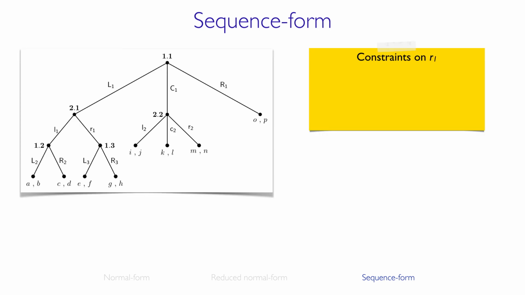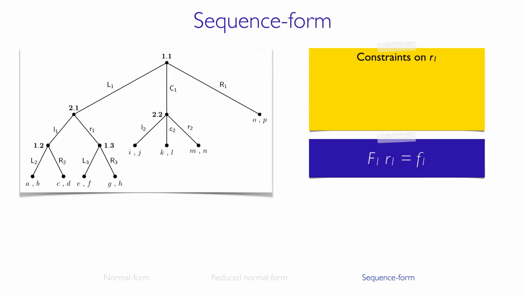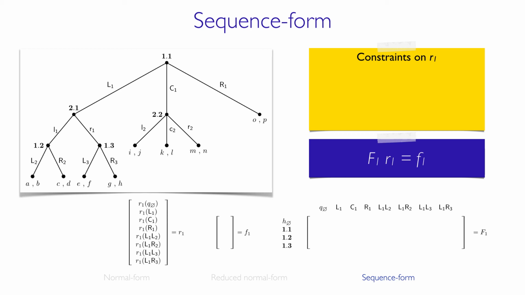Finally, let us define the constraints that sequence form strategies called realization plans must satisfy. Let us start with player 1. We represent the constraints in matrix notation using the equation in the blue rectangle, where R1 is a vector containing a realization plan, which has one entry for each sequence representing the realization probability of that sequence. In other words, the probability by which that sequence is played.